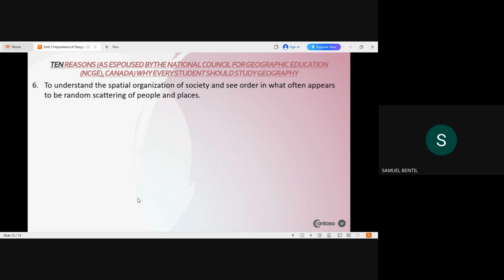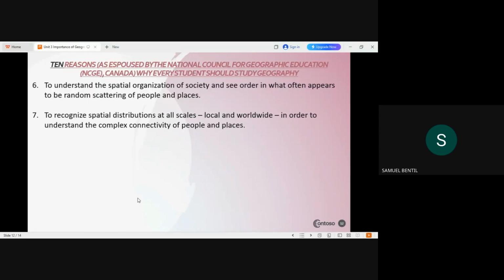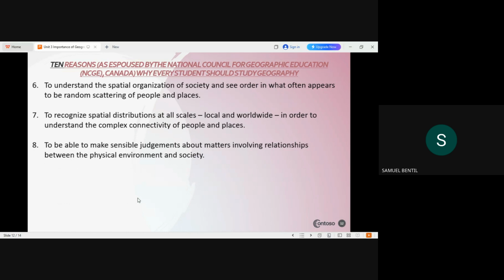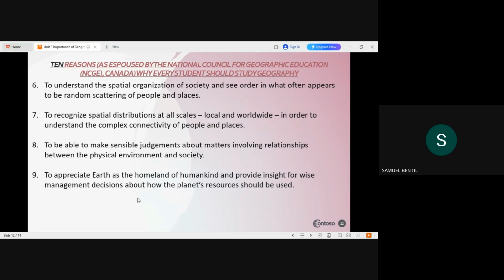We also study geography in order to understand the spatial organization of societies and see the order in what often appears to be a random scattering of people and places. And also to recognize spatial distribution at all scales, be it local or worldwide, how phenomena are spread across the globe, continents, countries, and try to understand the complex connectivity that exists between some of these things. Then also to be able to make sensible judgments about matters involving the relationship between the physical environment and society. And also to appreciate Earth as the homeland of humankind and provide insight for wise management decisions about the planet's resources, among others, and to understand global interdependence and to become better citizens in life.